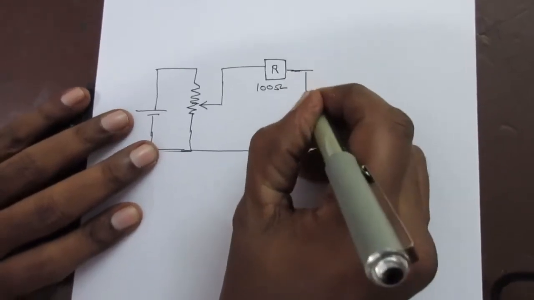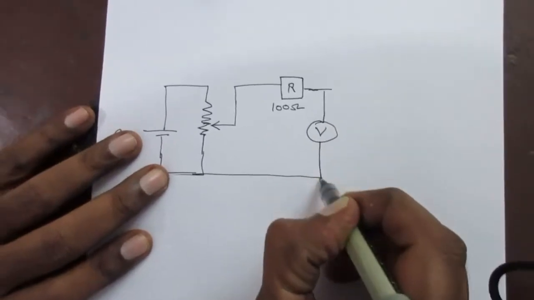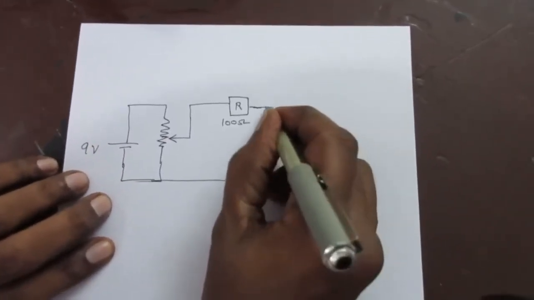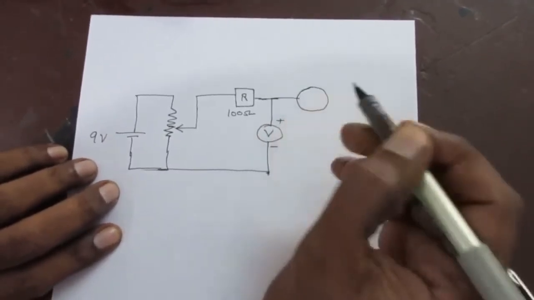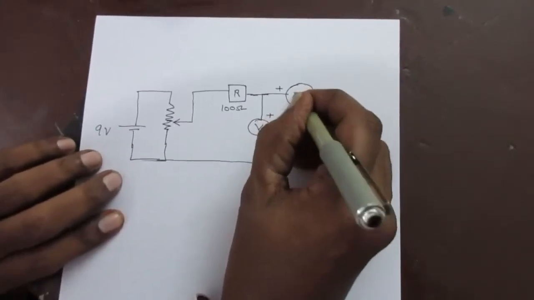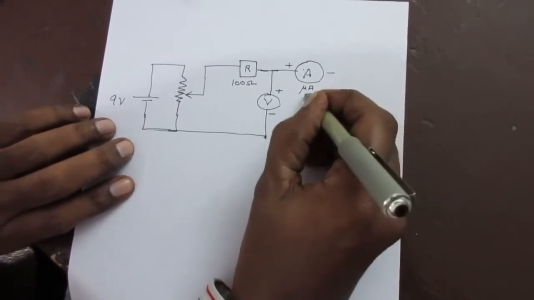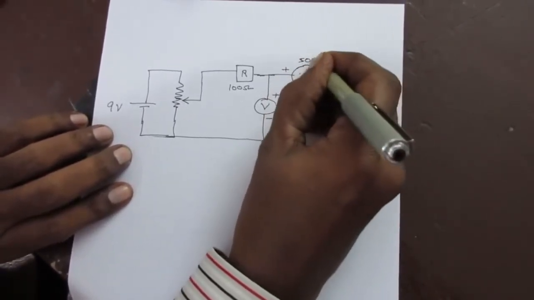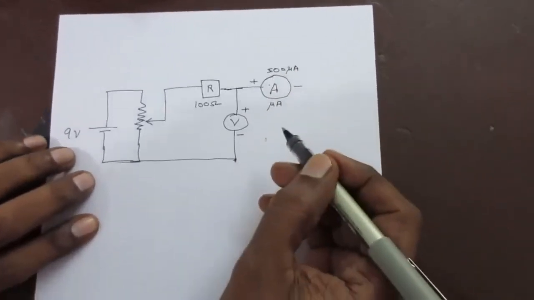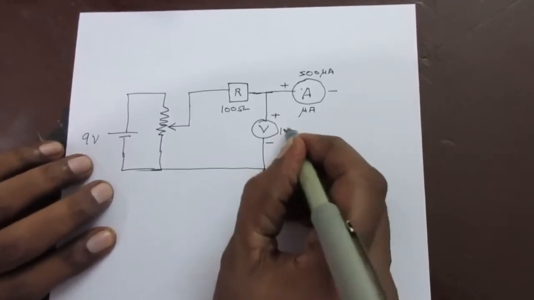Then in order to measure the voltage, we have connected a voltmeter. Here voltmeter negative, voltmeter positive, like this. Then here is an ammeter, so ammeter positive and negative. This ammeter measures in microamps. We have connected 500 microamps range. So the ammeter is in the 500 microamp range, and the voltmeter is a 10 volt voltmeter.